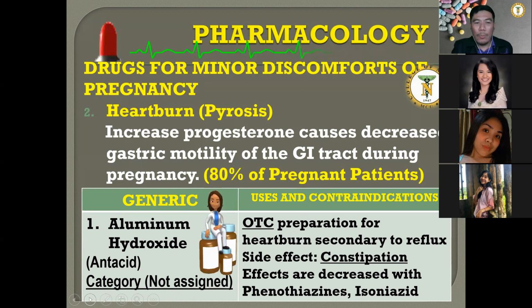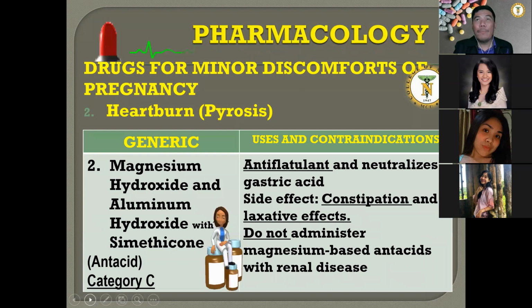So, ayan po, aluminum hydroxide. Actually, an alternative, kung may constipation po siya, one of the alternatives that you could give is magnesium hydroxide. Okay. Yung magnesium hydroxide naman, ang side effect naman ng magnesium hydroxide actually is diarrhea. So that's the opposite of aluminum hydroxide. If you will encounter milk of magnesia, the milk of magnesia is considered as magnesium hydroxide.